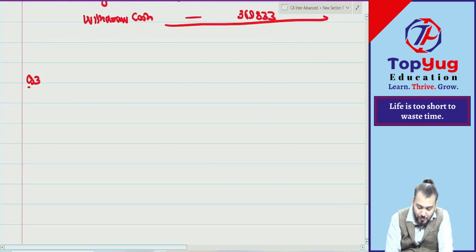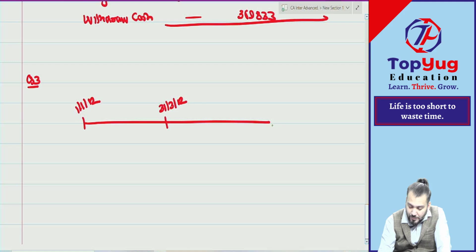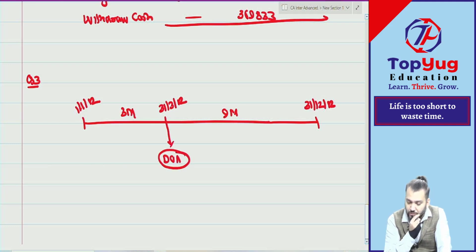We are doing question number 3. First they have given 1st Jan 2002. Correct. And the date of acquisition was 31st March 2002. Correct. And they are asking balance sheet on 31st December 2002. Means this is 3 months. This is 9 months. Can you see this is what? Date of acquisition.